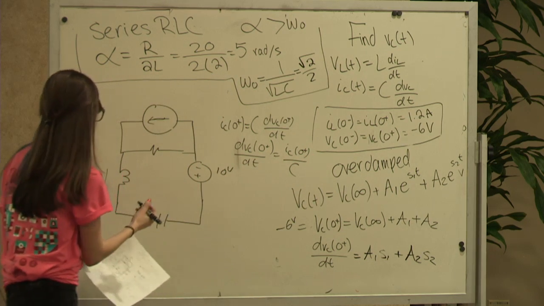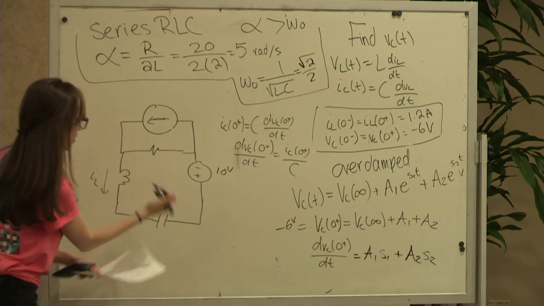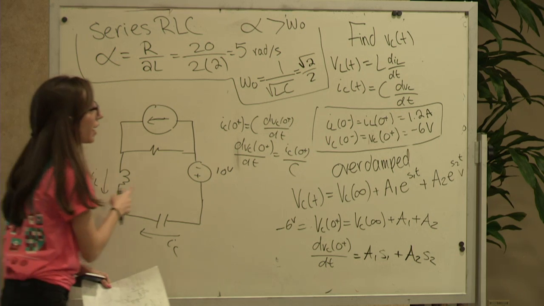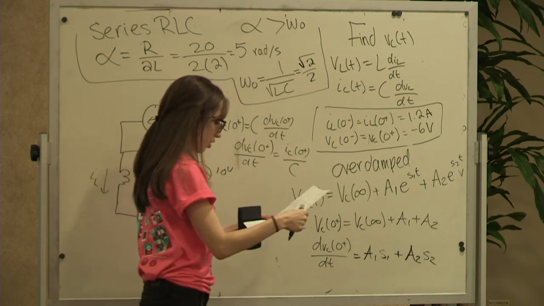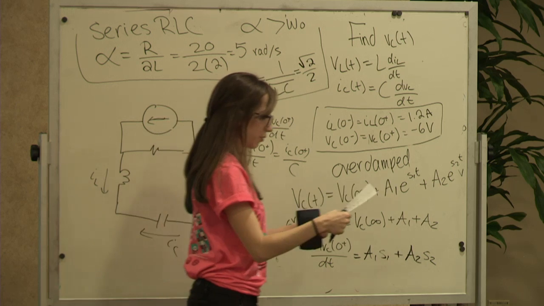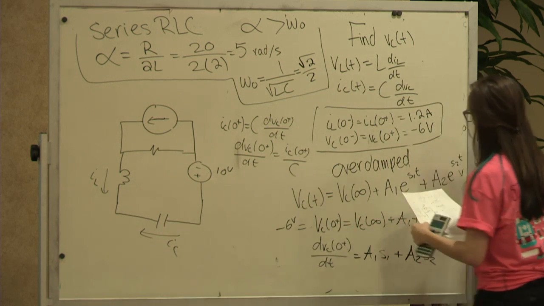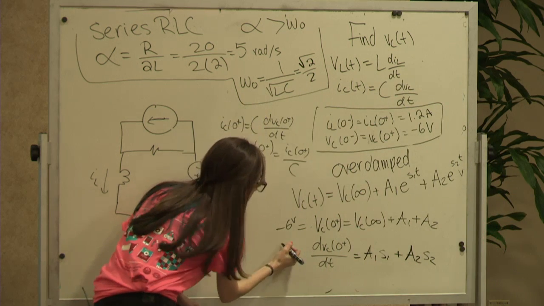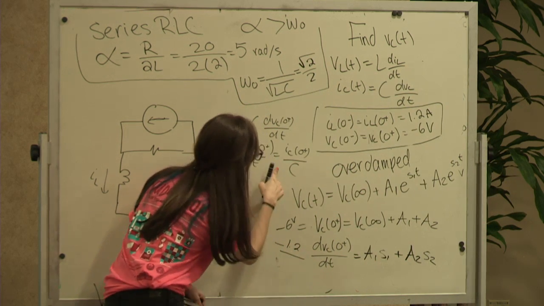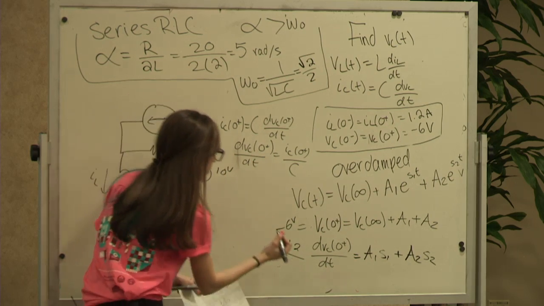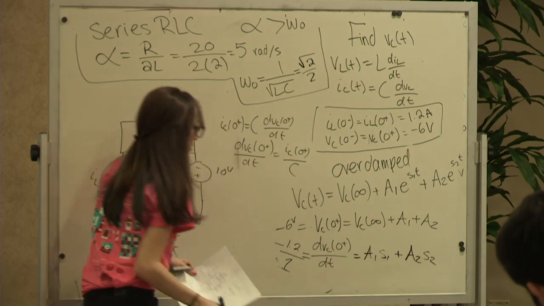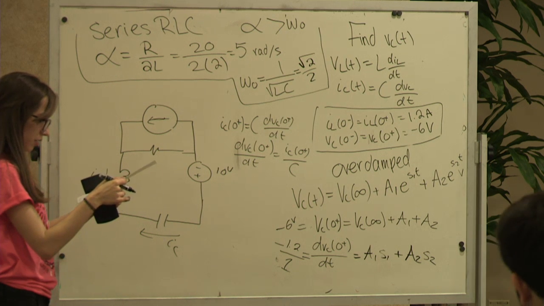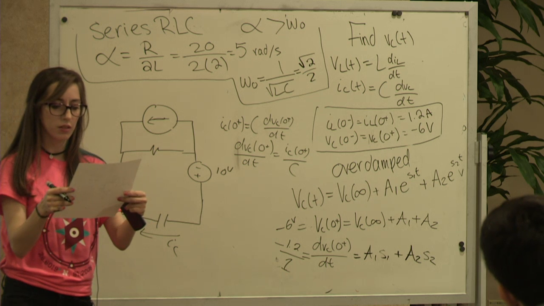We find IC, that was this way. And notice it's just the opposite of what we find for IL, which is 1.2. So IC of 0 plus will be negative 1.2. So negative 1.2 over C, which was 1 farad. Anyone have questions on that?